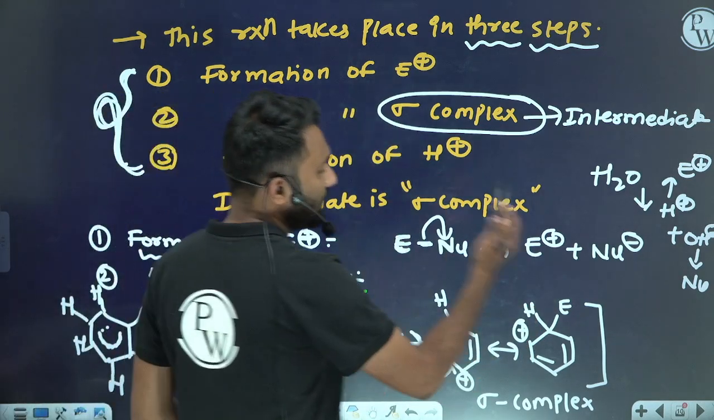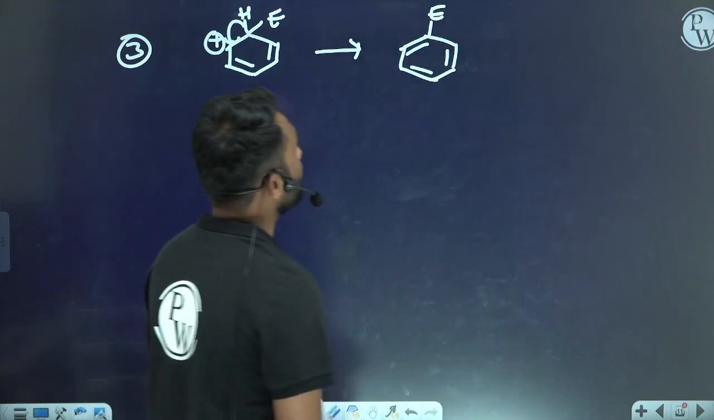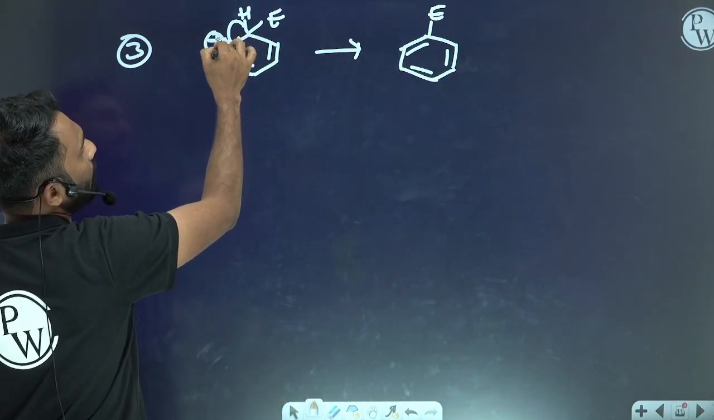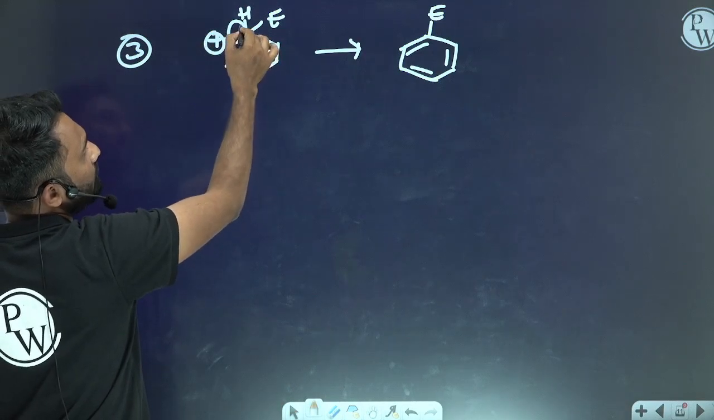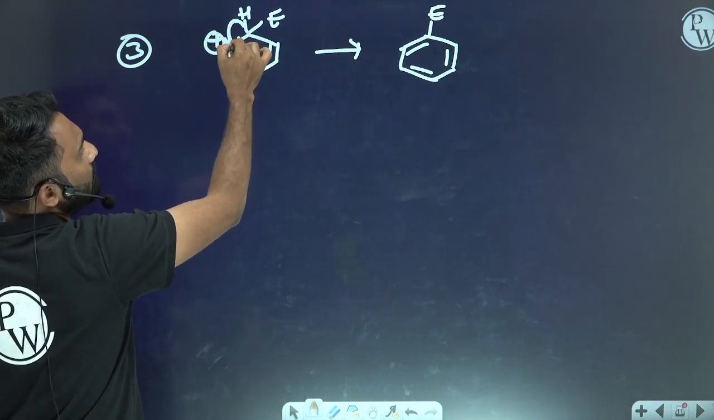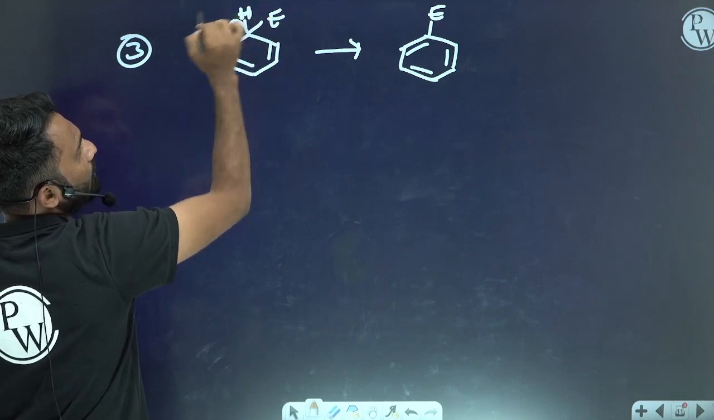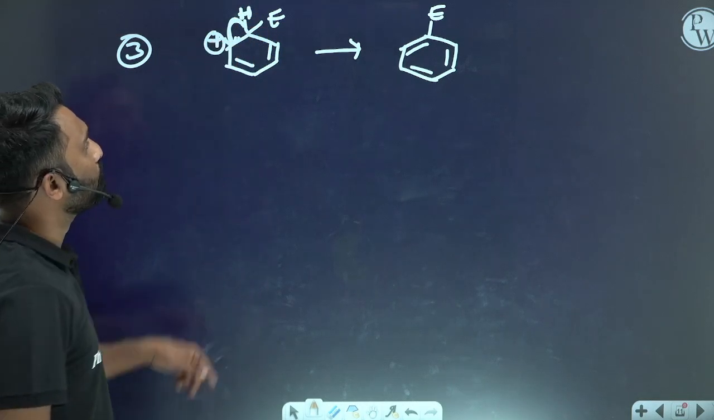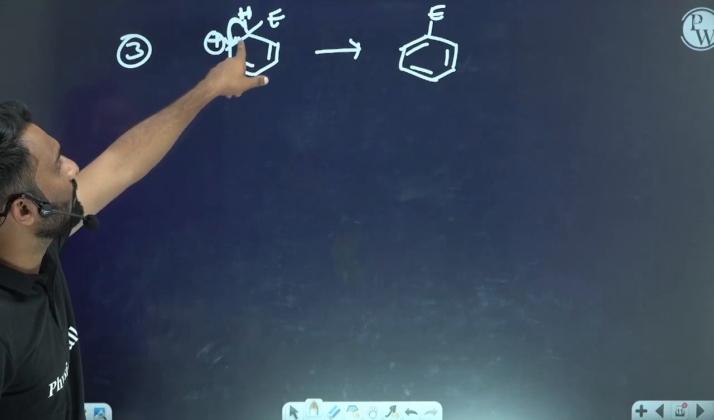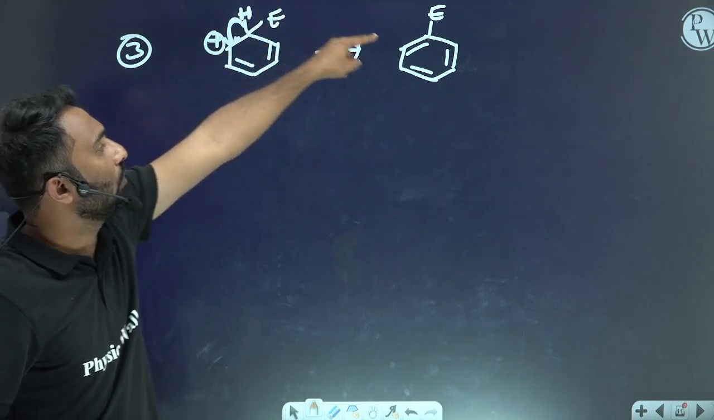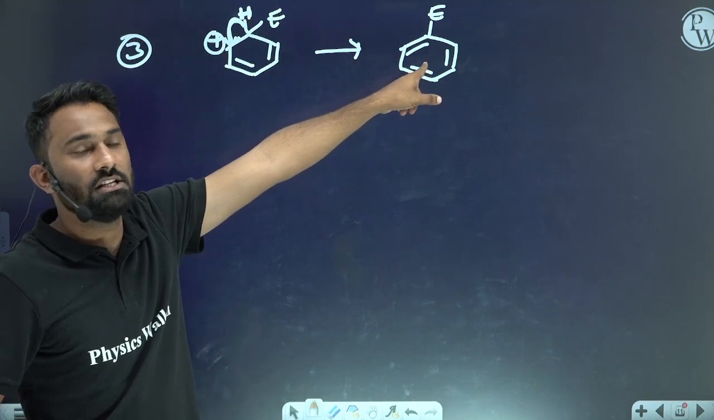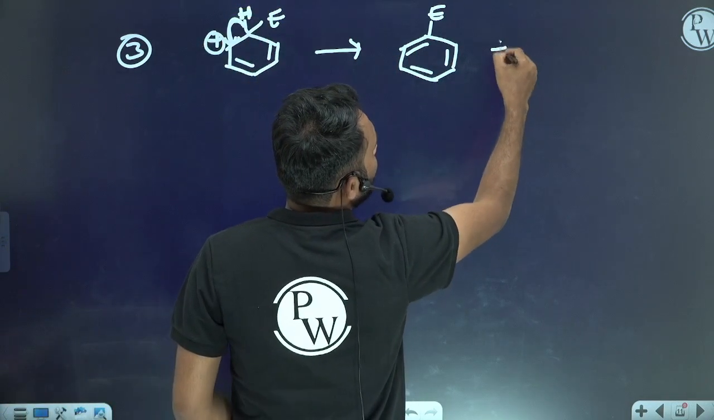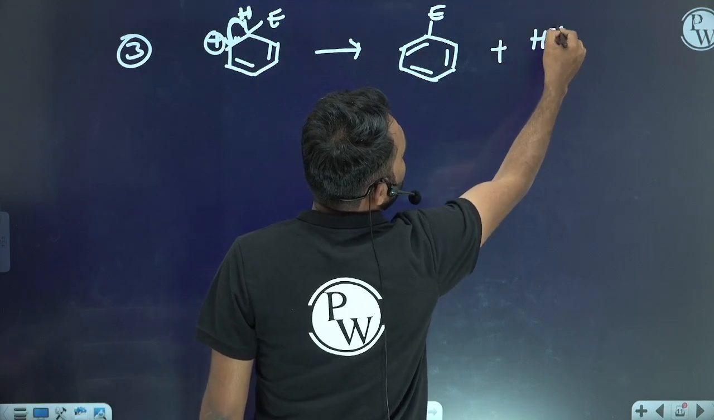Next, elimination of the H plus. After the delocalization, this carbon has a positive charge. Again, the sigma bond of this hydrogen will be given to the ring, and the aromaticity is restored. Now this hydrogen has gone with the positive charge.